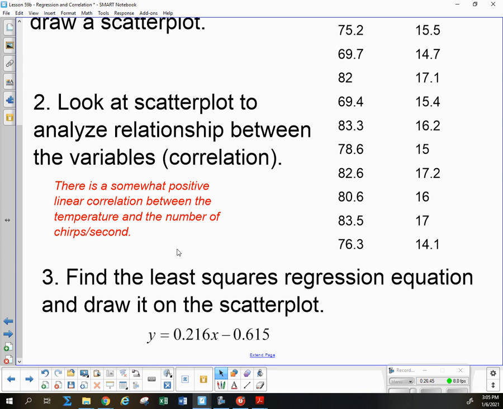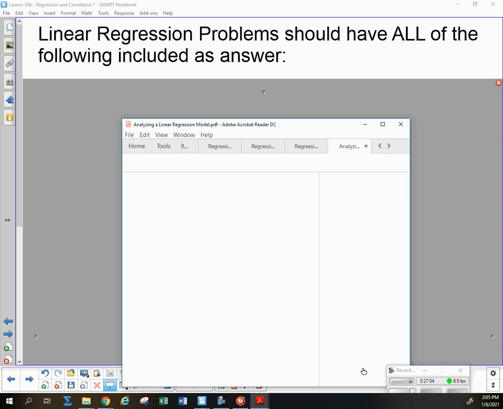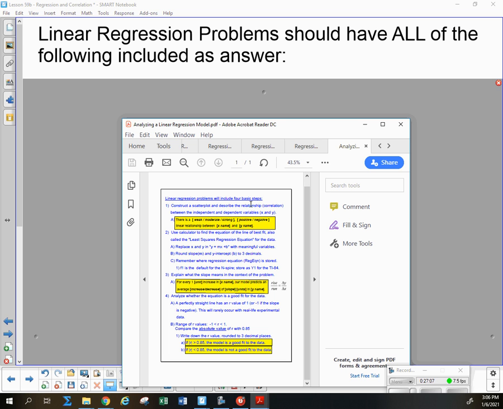And we got steps 1, 2, and 3 done. And step 4 asks us to start analyzing what's going on. So this is where we're going to use that other piece of paper that I asked you to print off that looked something like this one right here. It said linear regression problems will include, and then it had a whole bunch of things. This is the model I'm going to be following and you want to be following as you do all of these problems on worksheets and homework sets.